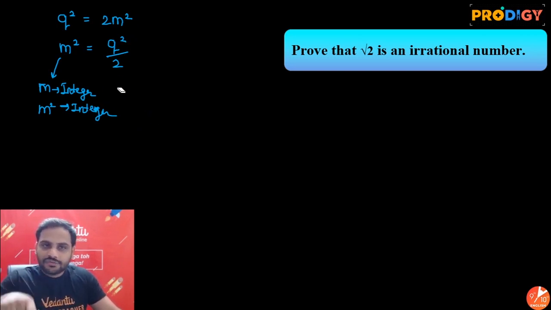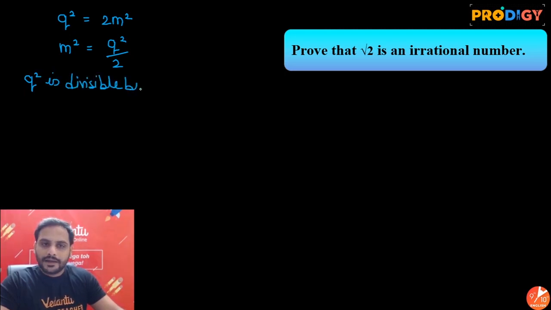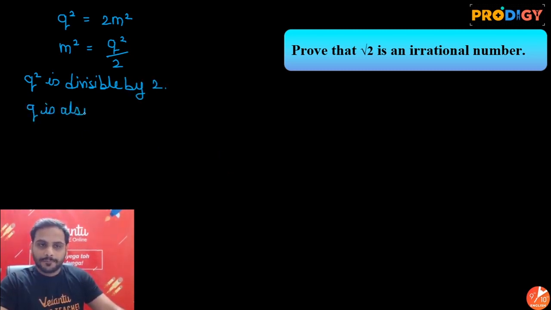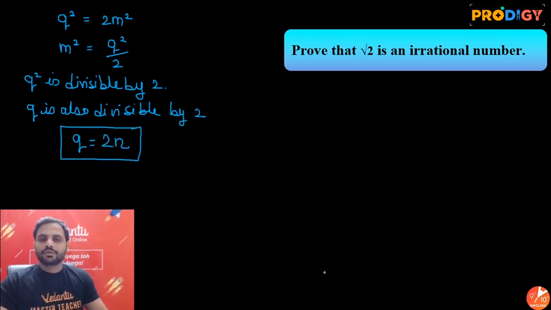So RHS q square by 2 is an integer, and if q square by 2 is an integer, that means q square is divisible by 2. So directly I can say q square is divisible by 2. And if q square is divisible by 2, a prime number, q is also divisible by 2. So I can write q as 2n.